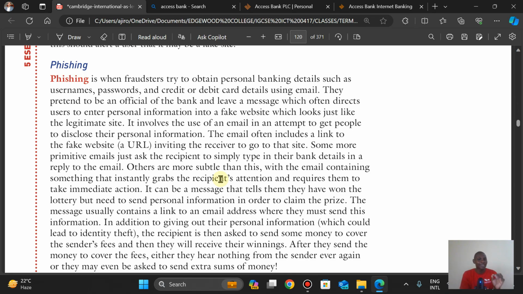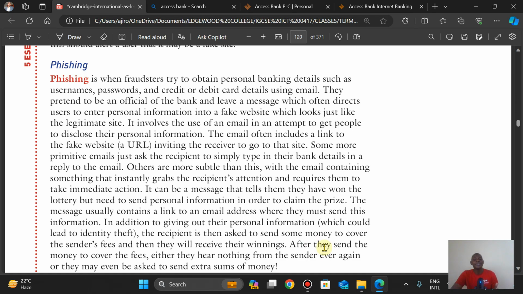Into a fake website which will look exactly like a legitimate website. It involves the use of an email in an attempt to get people to disclose their personal information. An email that often includes a link to fake websites, inviting the receiver to go on that site. Some tell you that it's a promo, some tell you something else. Some more primitive emails just ask the recipient to type the bank details in a reply to the email. Others are more subtle than this, with the email containing something that instantly grabs the recipient's attention and requires them to take immediate action.